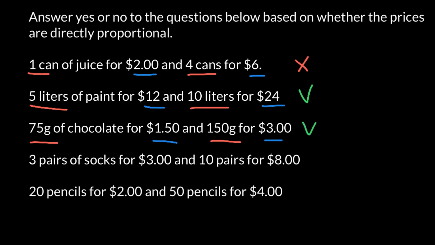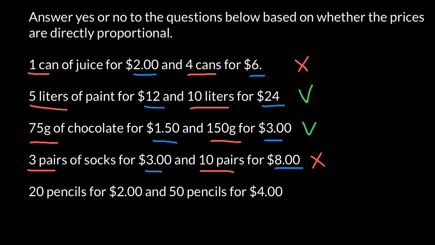Next, 3 pairs of socks for $3 and 10 pairs for $8. Now let's compare these two ratios. And we see that 10 is more than 3 times bigger than 3. But 8 is not 3 times bigger than 3. It's less than 3 times bigger than 3. So we do not see here that these two ratios are proportional.